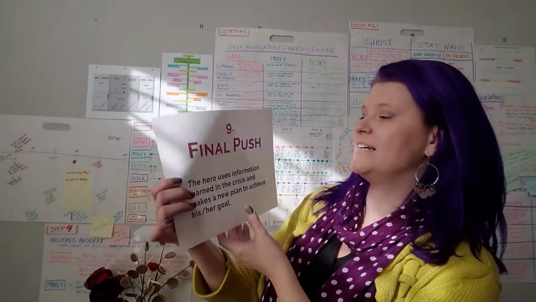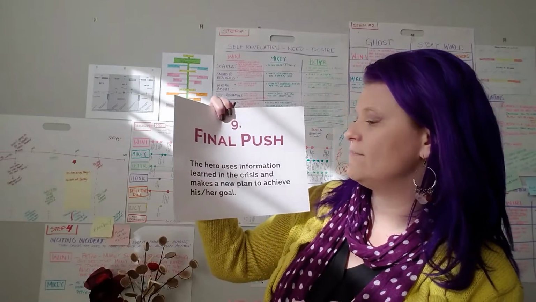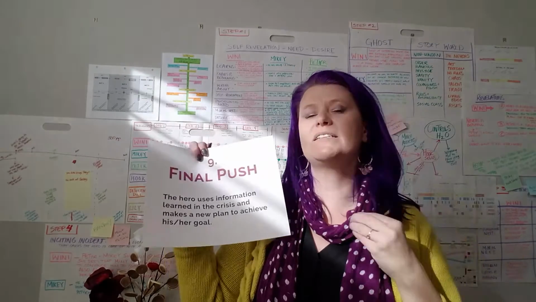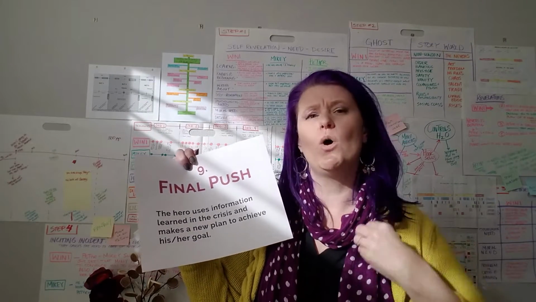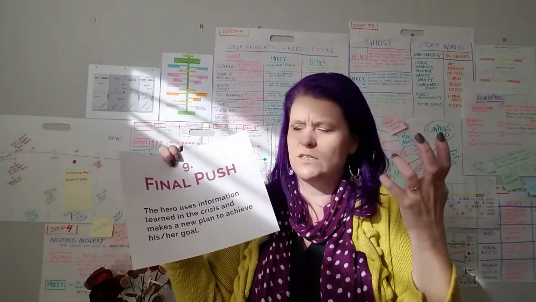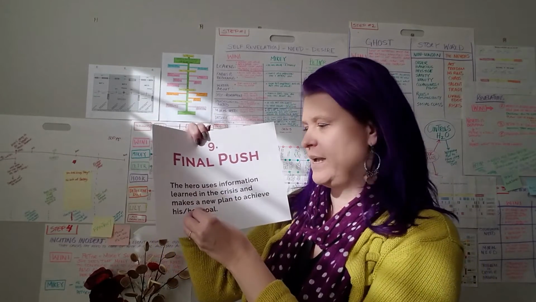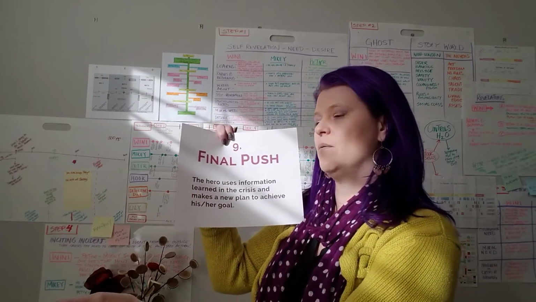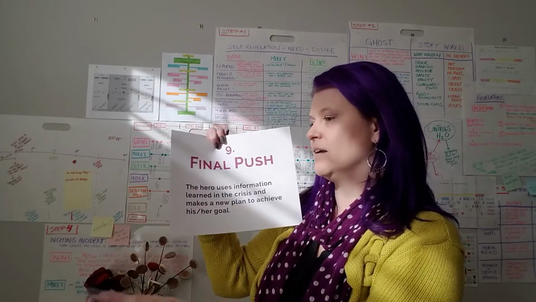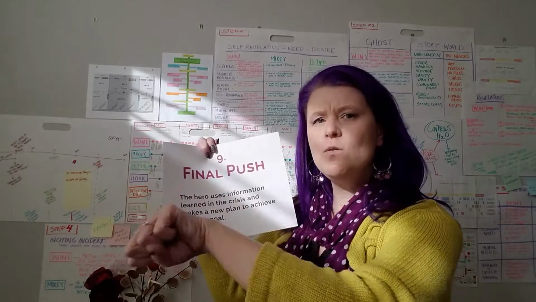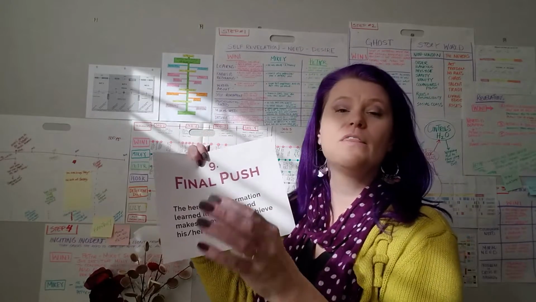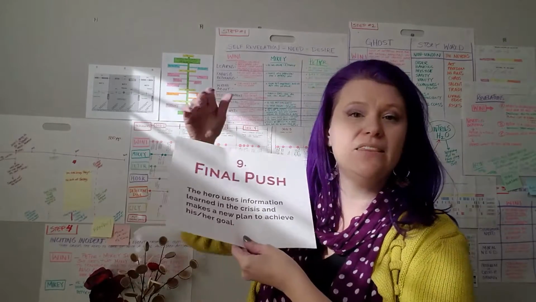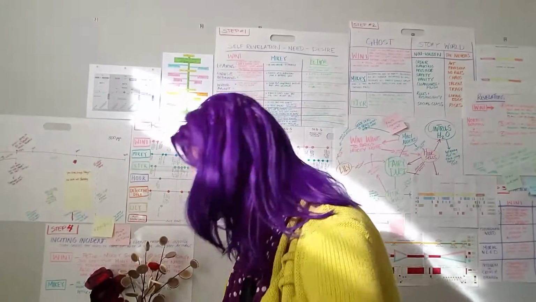So the next one, number 9, is the final push. This is where the hero uses information learned in the crisis and makes a new plan to achieve their goal. So whatever they discover about themselves, about how they have to change or grow, whatever revelation they have, how they have to transform, they use that information to create a new plan. They realize, oh, I've been going along this trajectory to try to get what I want, but that is not working. They have their crisis that reveals something new that they didn't understand before, and now they're putting that knowledge into effect. This is the section where they create the new plan, and this is leading us up to the climax, which is of course the next beat.